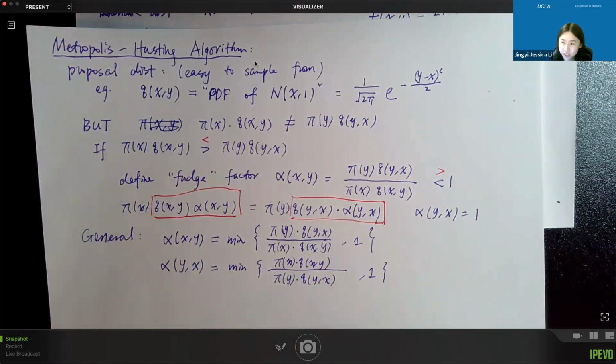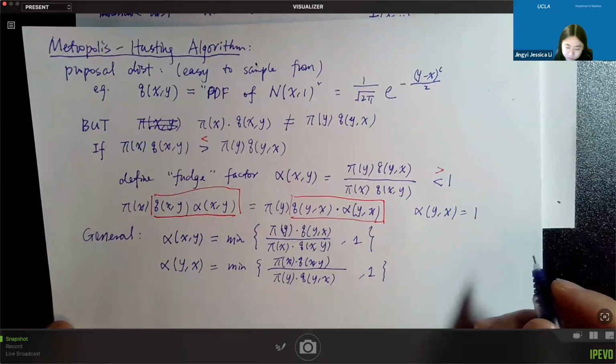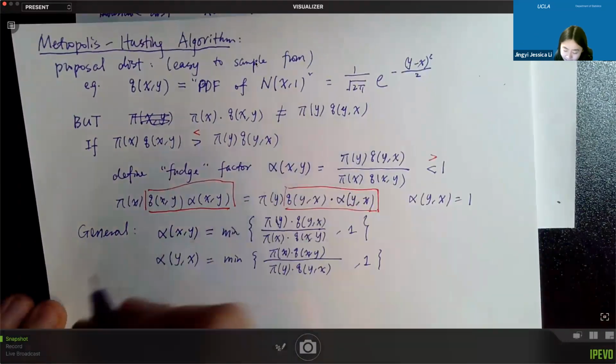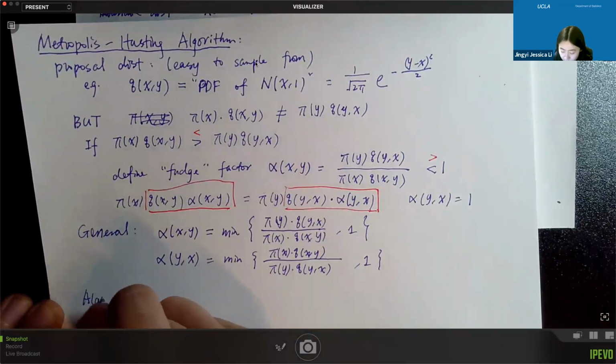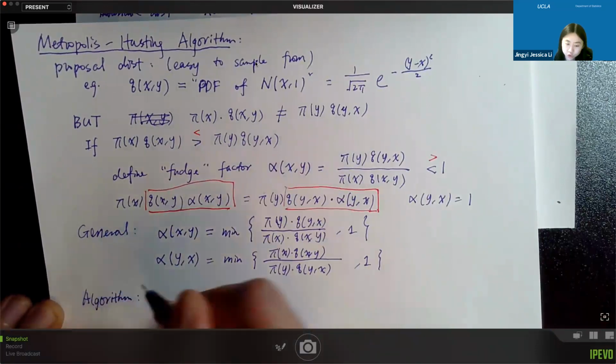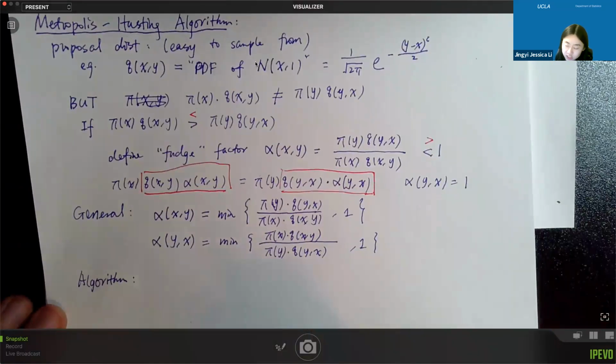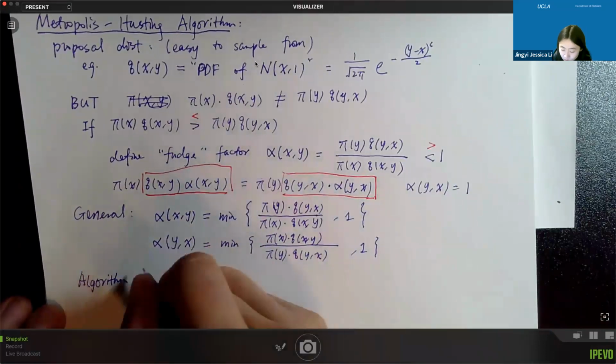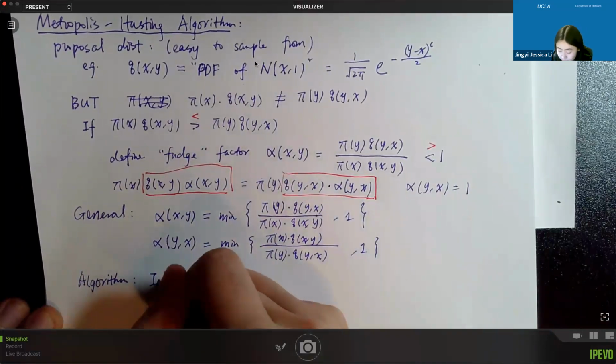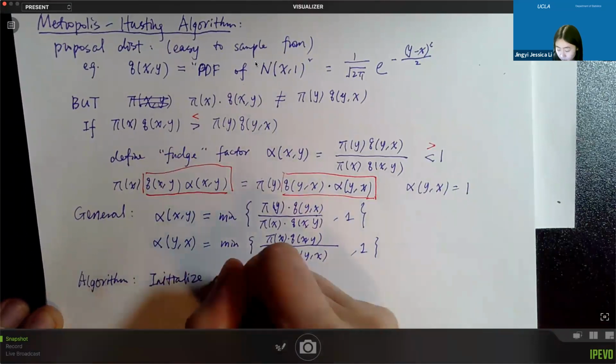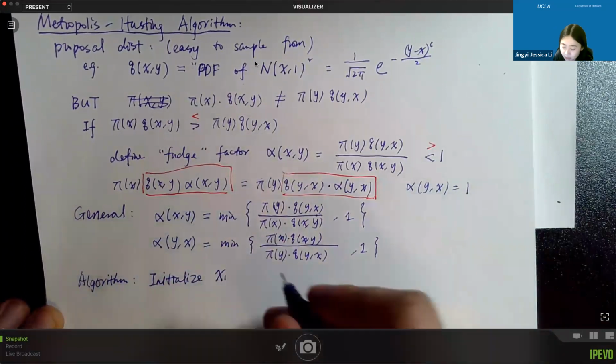Okay, so let me just give you a concrete example. The algorithm works as follows. We can just randomly start with x1. So initialize with x1. This is just some random value.